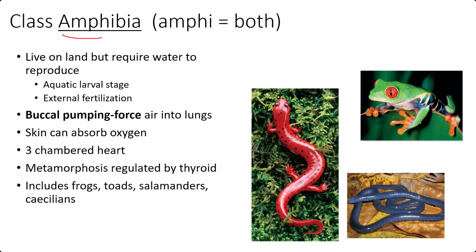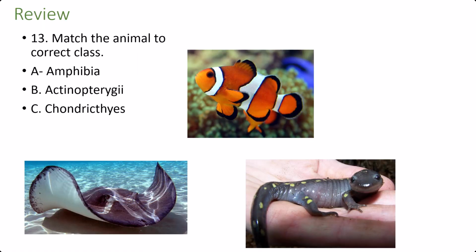Their skin is also able to absorb oxygen. They have a 3-chambered heart. They do metamorphosis, which is regulated by the thyroid, and this includes things like frogs, toads, and salamanders. So let's review. Let's match the animal to the correct class. Our first one here, this is a ray-finned fish, so it is B. Actinopterygii. Down here we have a cartilaginous fish, so that's Chondrichthyes, and lastly here we've got a little salamander, which is an amphibian.